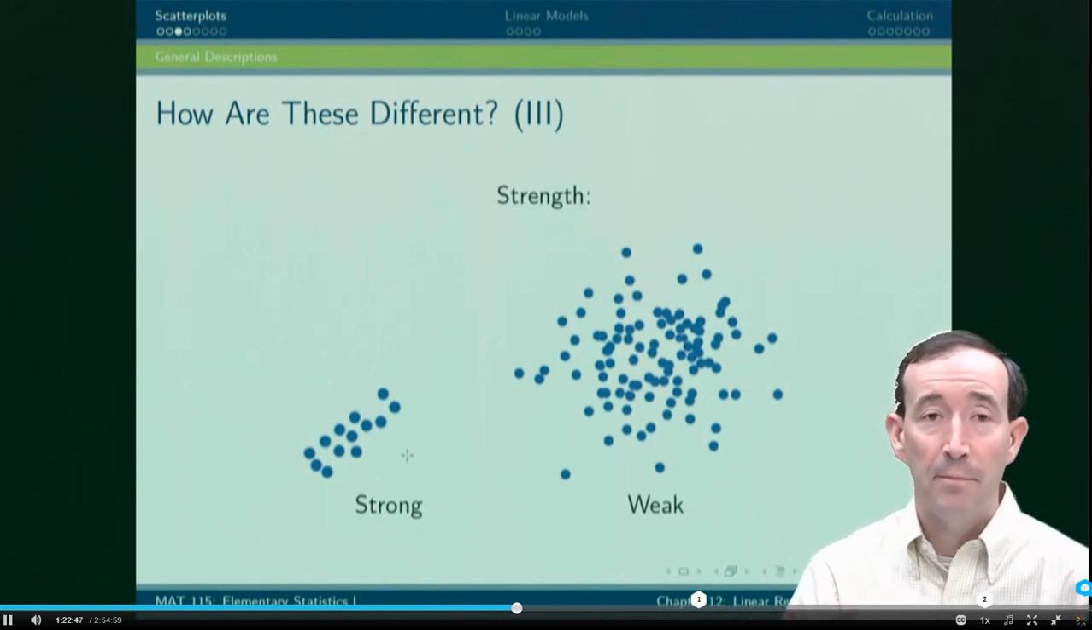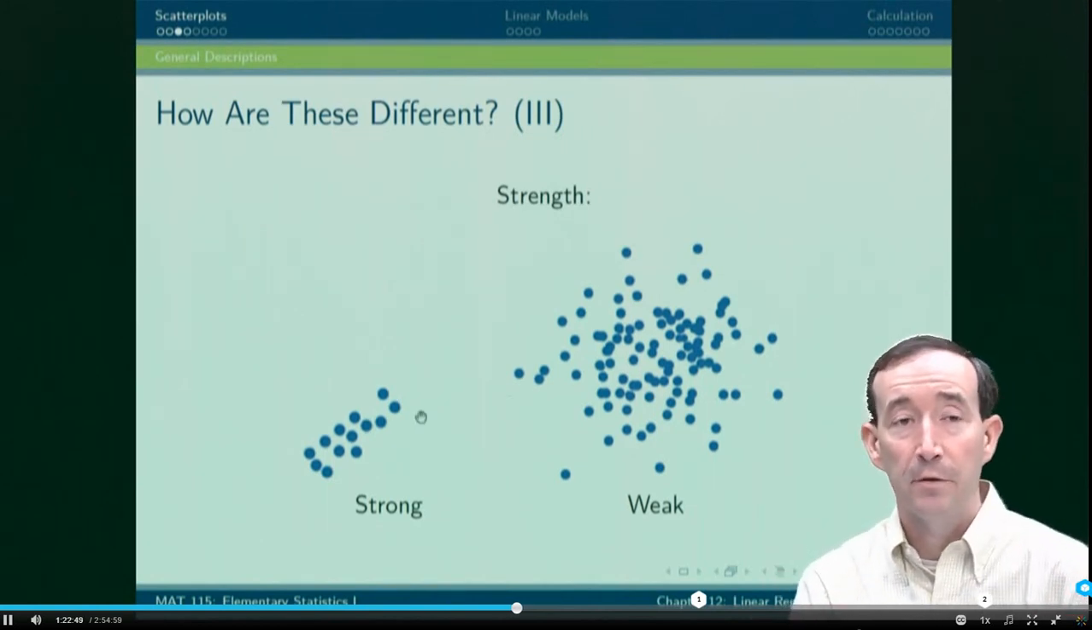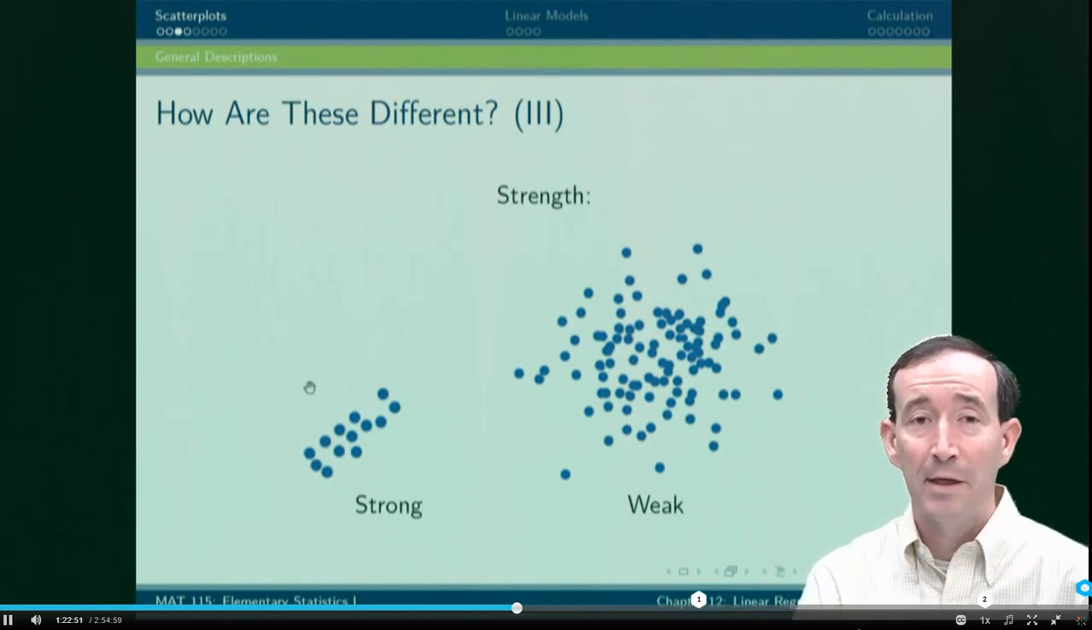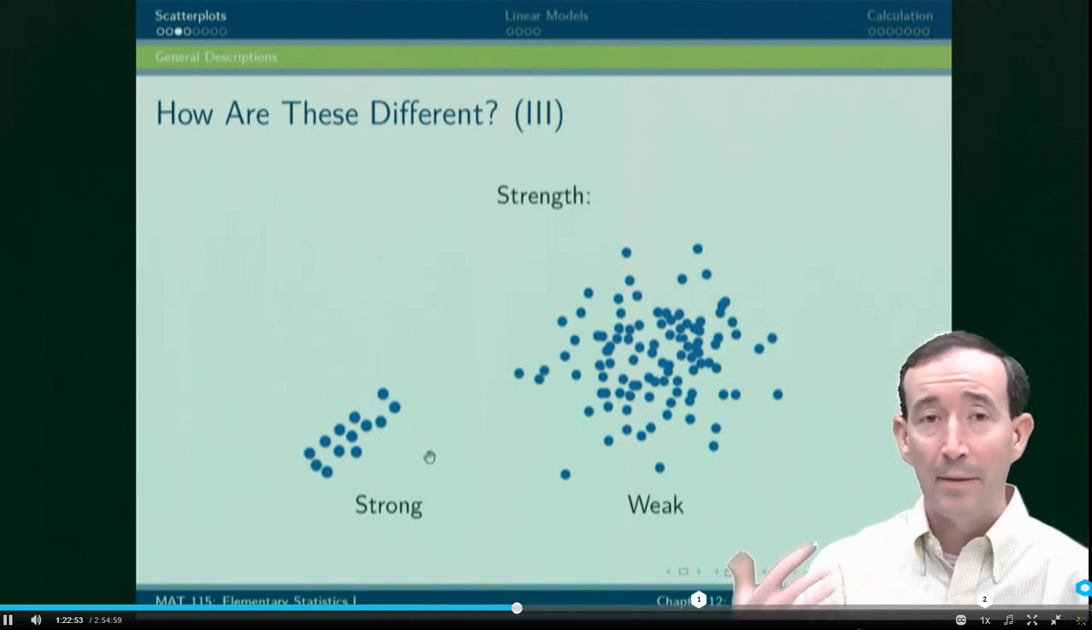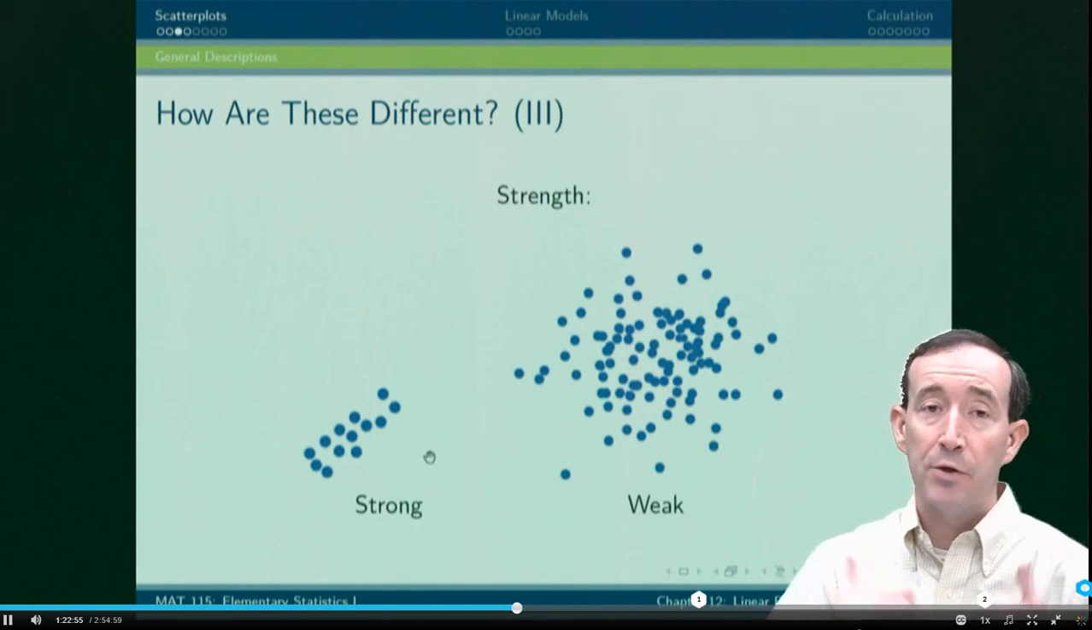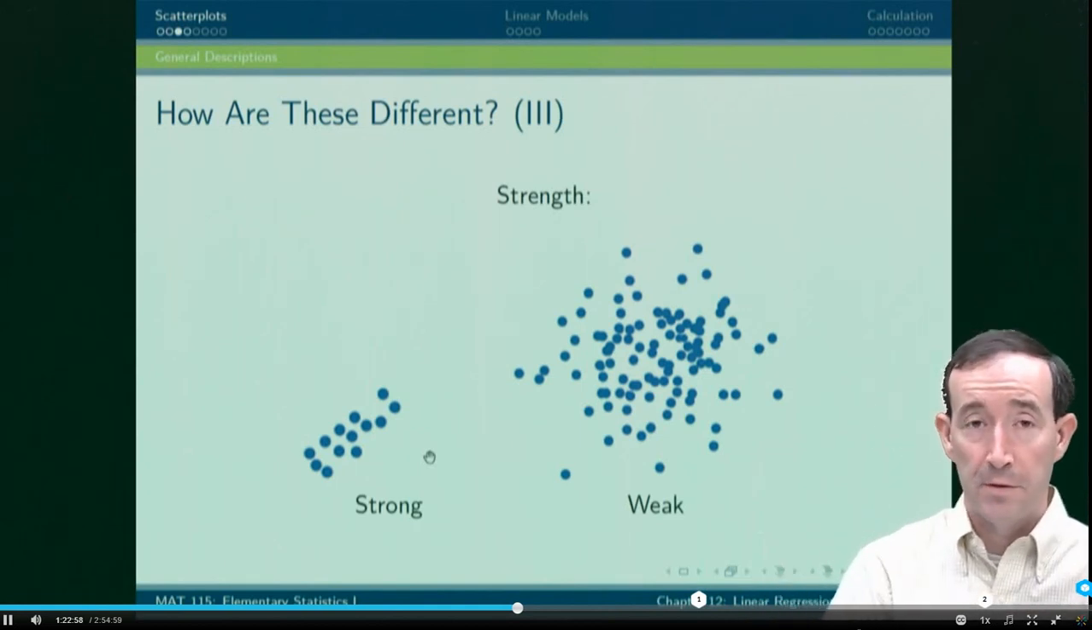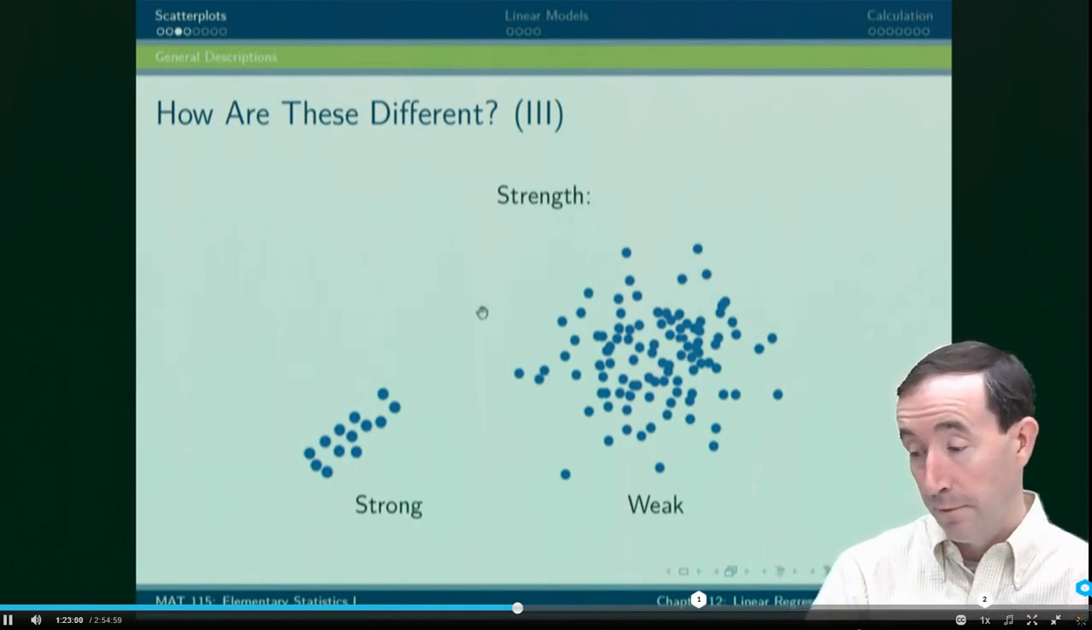Can I really find a way to compare those? And if I had another one that looked somewhat similar to this, but had maybe a couple points out of place, how would I be able to quantify how much stronger one relationship is versus the other. And that's where our correlation coefficient will come in.